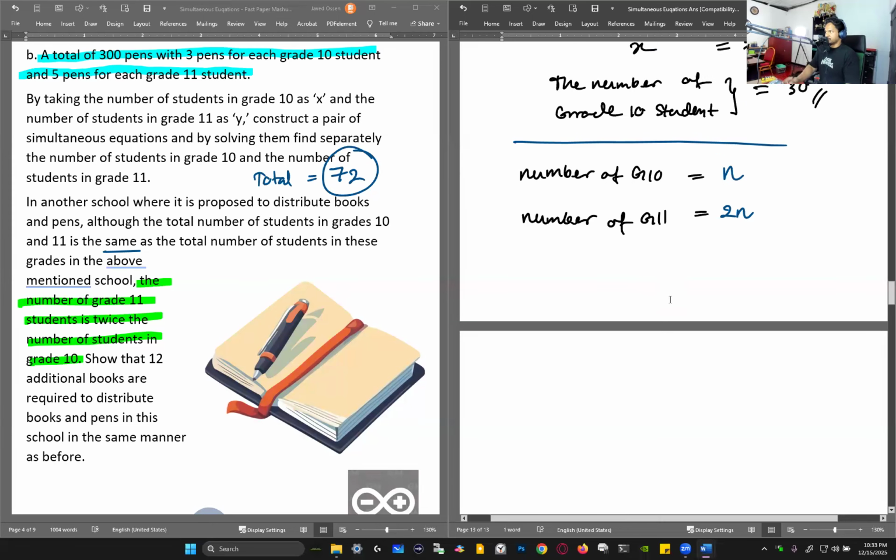In this case, n plus 2n equals what? 72. Absolutely 72. So 3n equals 72. n equals 24, right?